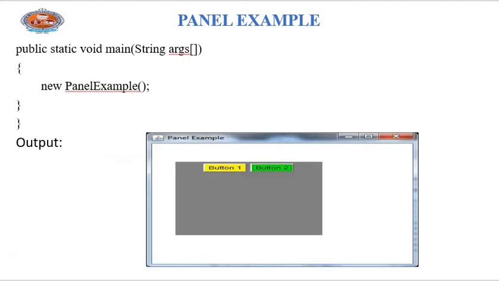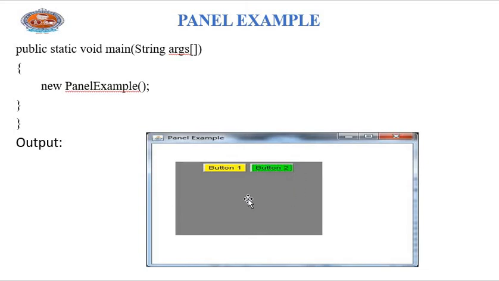Next, here we write the main method: public static void main(String[] args). Open the main method, new PanelExample(). This is the abstract method. Next, close the method and finally close the class.